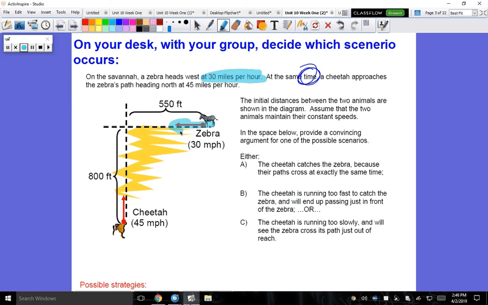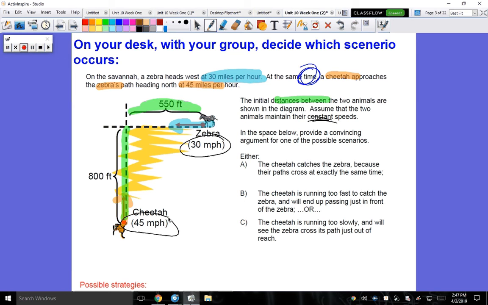And then it says a cheetah approaches the zebra's path going north at 45 miles per hour. Okay, what direction? You're about to have a test over Unit 9. What direction is the zebra traveling? 90 degrees. Okay? So with that in mind, it says the initial distances between the two animals are shown. Okay, so this 550 feet is that initial distance, and this 800 feet is that initial distance between where they could collide. Okay? And it says assume the two animals maintain their constant speed. So they don't slow down, they don't speed up, nothing blocks them. They are traveling at, what, 30 miles an hour and at 45 no matter what.